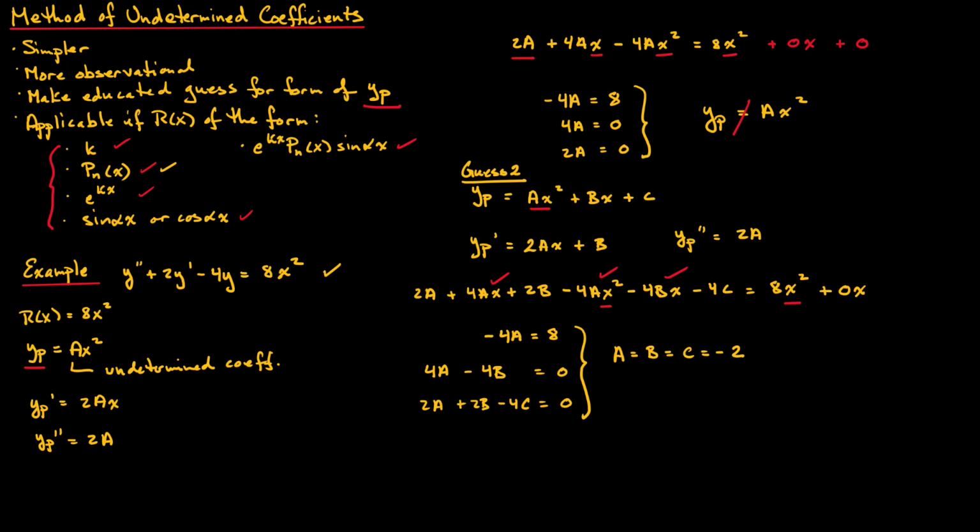So what this tells us is that we have reasonable undetermined coefficients a, b, and c that we can substitute in our guess for yp, and it is an appropriate particular solution for the given ODE. So the particular solution will be of the form minus 2x squared minus 2x minus 2. And this is the answer that we seek.